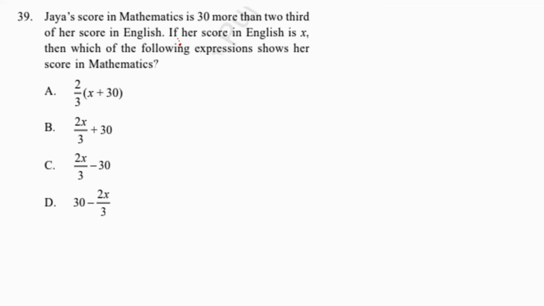Next, question number 39 is again from simple equations. Jaya's score in mathematics is 30 more, so addition symbol, than 2/3 of the score in English. Score in English is x, so 2/3 of that would be 2x by 3. So this is the required equation, which we can see in option number B. So that's our answer.